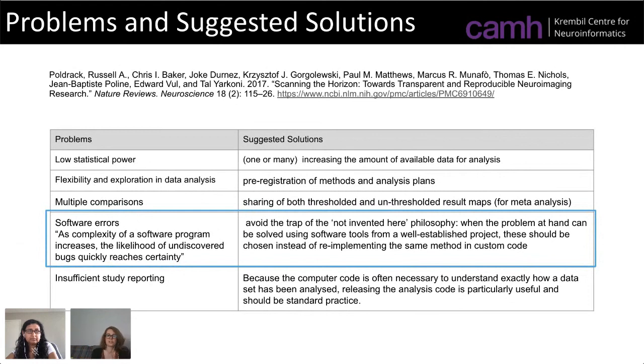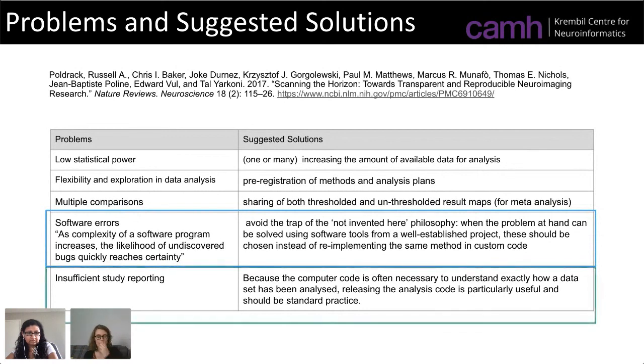So there are two solutions here. One is that we shouldn't code things that we don't need to code. If a tool is published by a largely well-maintained group, we should be using it instead of trying to reinvent the wheel. The second is that we need to be much more careful and much more open about the code that we have.